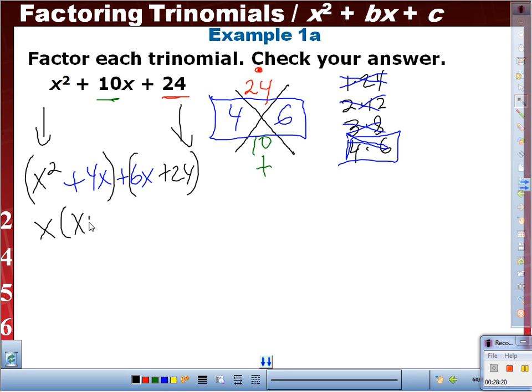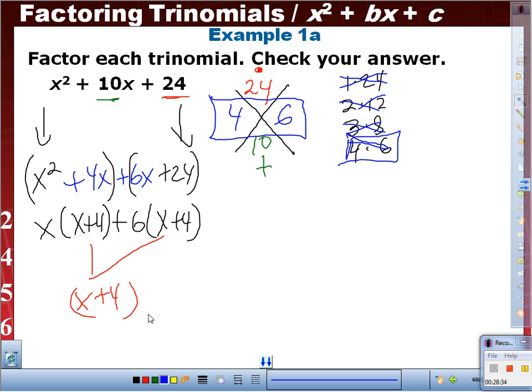X, and we're left with x plus 4 plus. What is GCF for the last two terms? 6, and we're left with x plus 4. What's GCF again for both terms? X plus 4. And what do we have left? X plus 6. And these are my factors. Do we know how to check? For right now, let's skip the check.